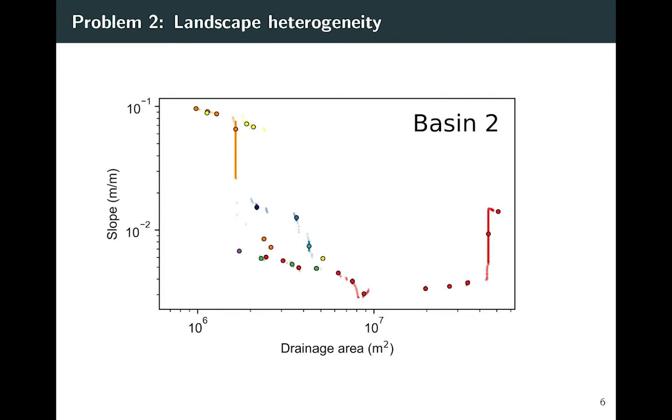So in this slope area plot, you can see rather than having this nice linear trend, we have significant heterogeneity, which is resulting from this change in lithology. So you can see if we were to fit our linear regression through this data, the channel steepness that we would extract would not be representative of either portion of the landscape.